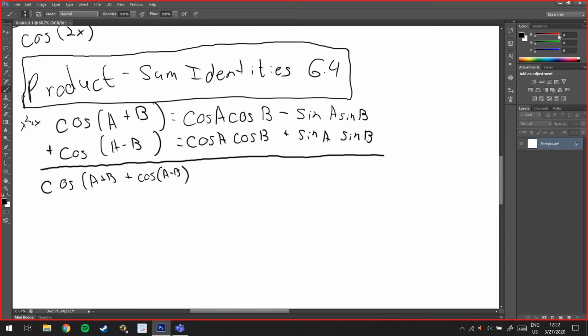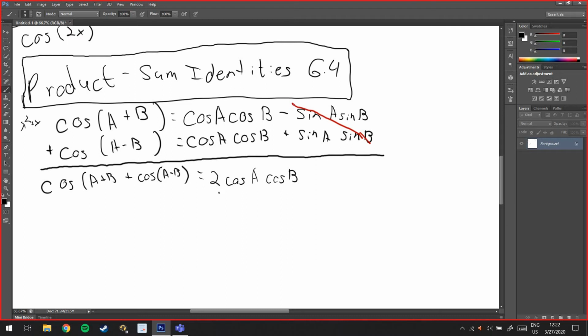On the right side, I have a negative sine a, sine b, and a positive sine a, sine b, so these just cancel. So it's 2 cosine a, cosine b. I'm just left with 2 cosine a, cosine b. And then we want these in terms of our product identities. So I want cosine a times cosine b equal to something.